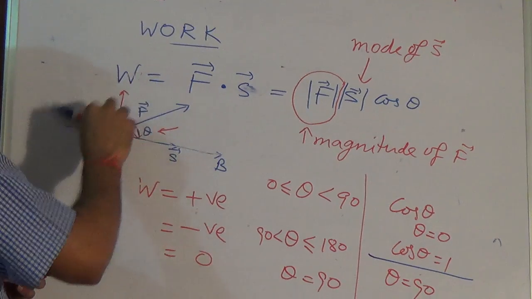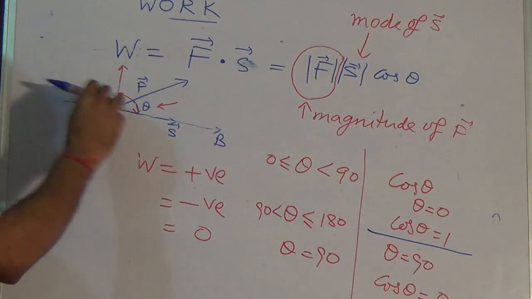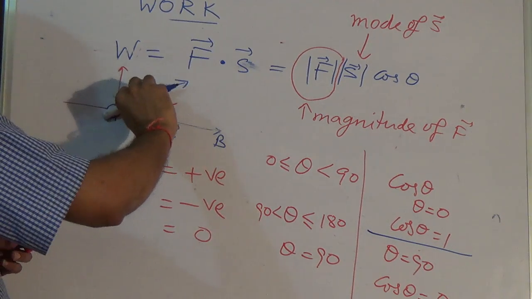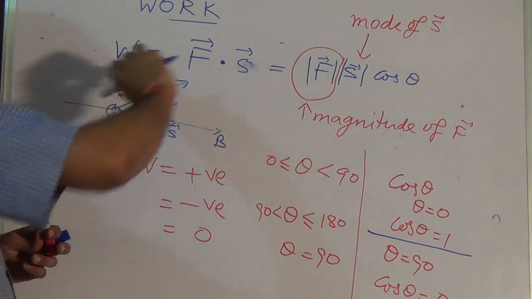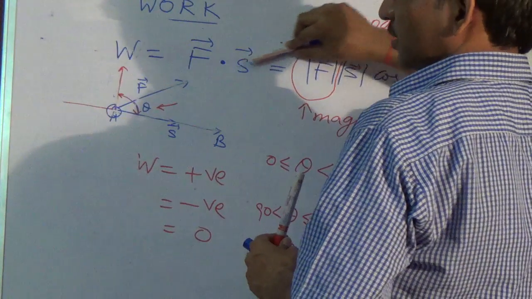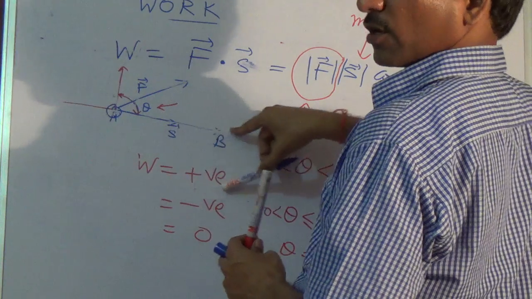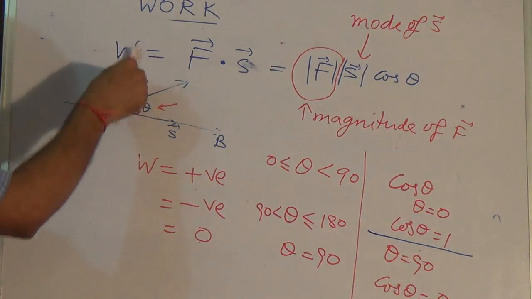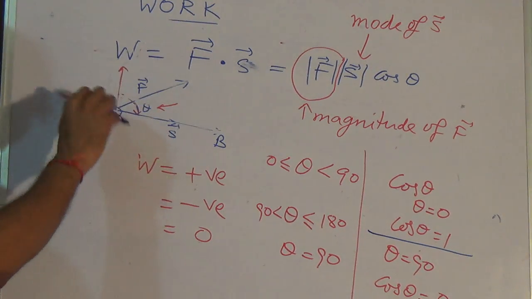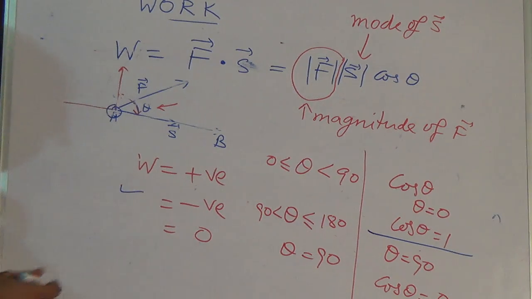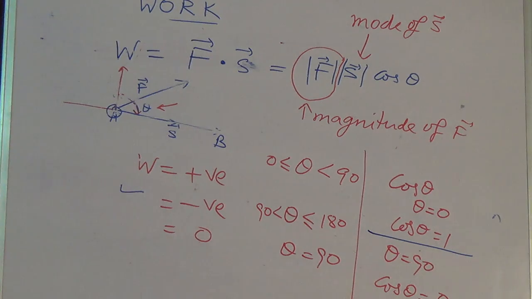But if I pull this object in this direction, at this particular angle, suppose the object is here and I am pulling like this, so this will displace along the direction. When I apply force in the downward direction, it will not displace. When I pull in this direction, then work will be negative. So this is the definition of positive work, negative work and zero work.